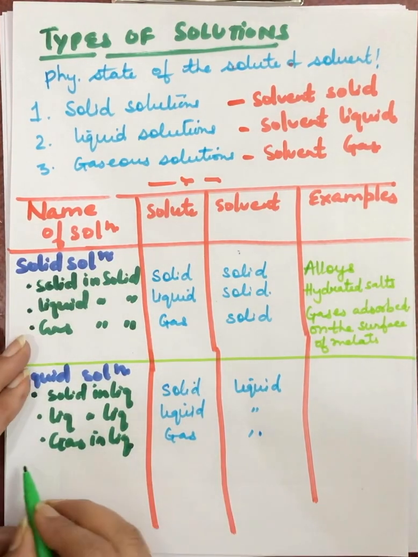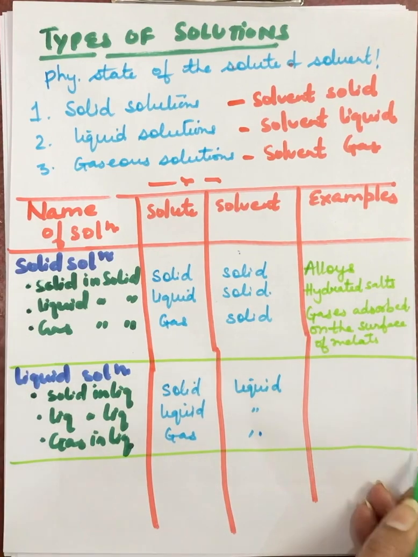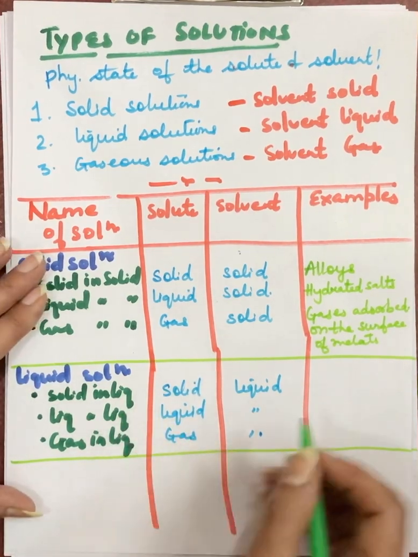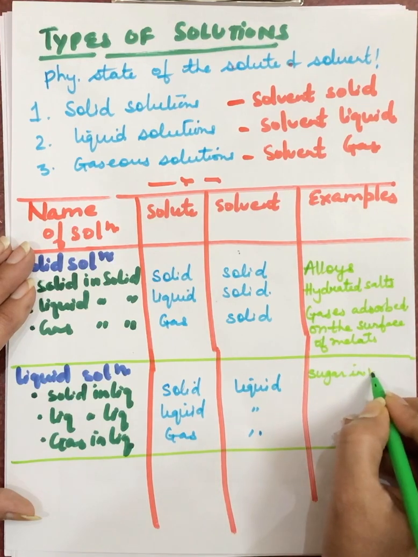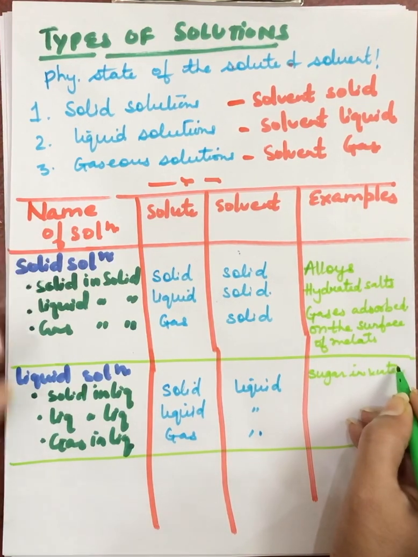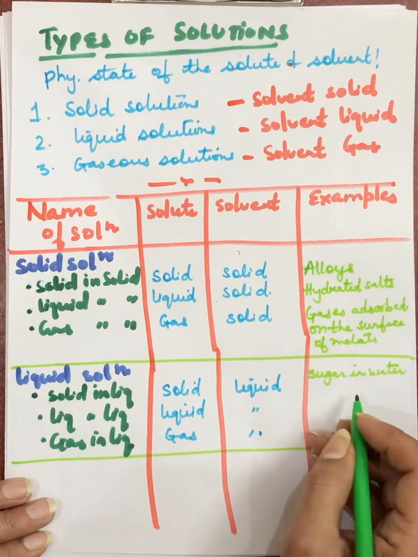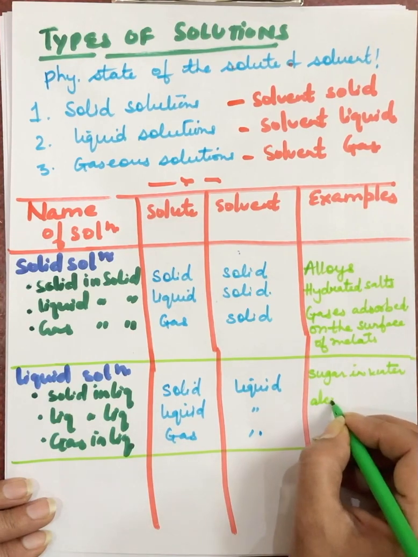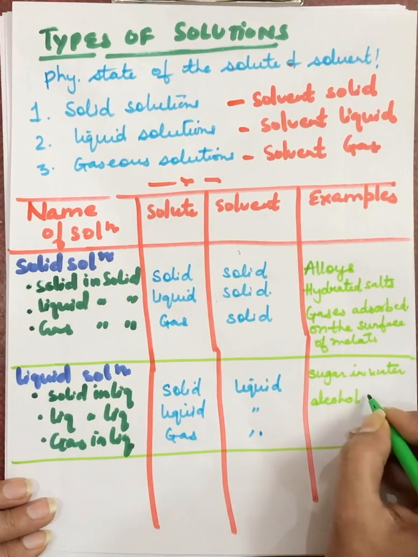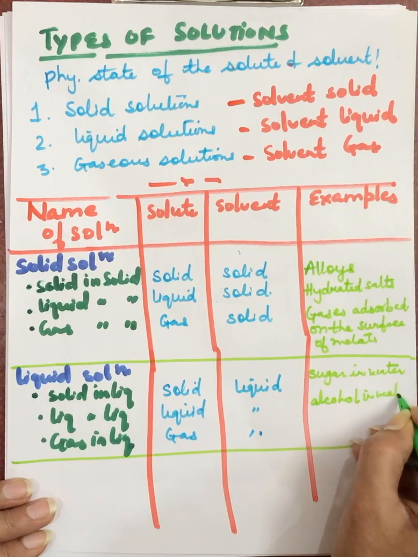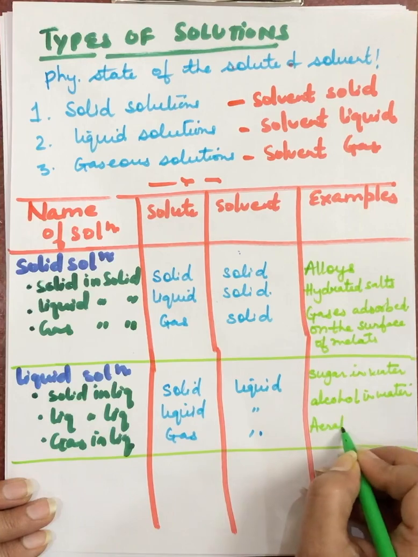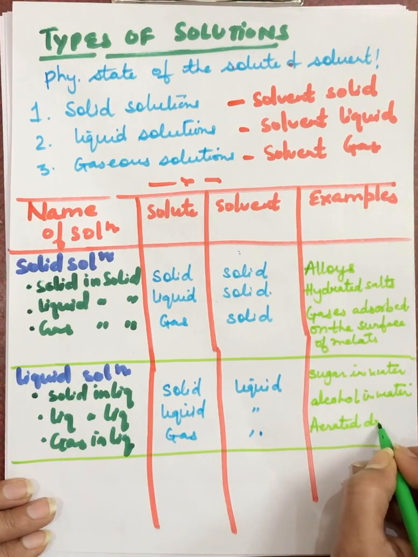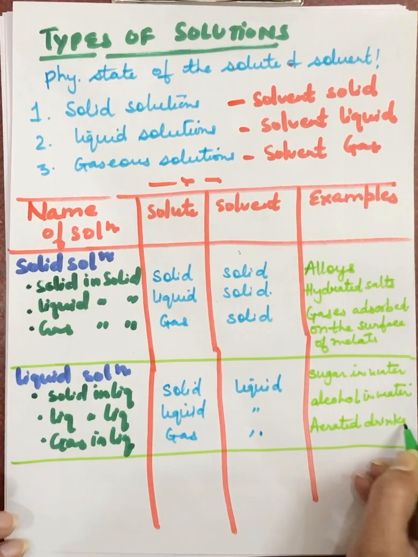Examples of these solutions: solid in liquid, the normal solutions that we study like salt in water, sugar in water, copper sulfate in water. These are examples of solid in liquid solution. Liquid in liquid, miscible liquids like alcohol in water, acetone in water. Gas in liquid is aerated drinks, the soft drinks, where gas is dissolved in a liquid.